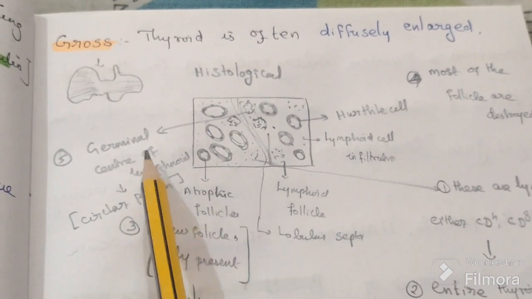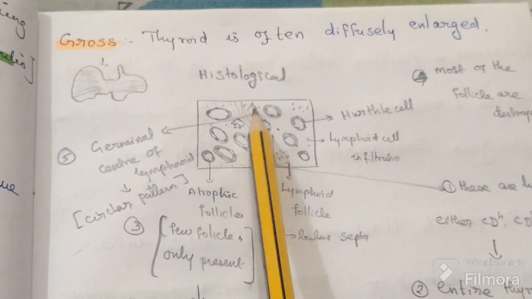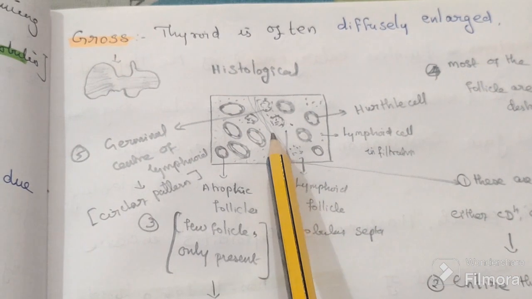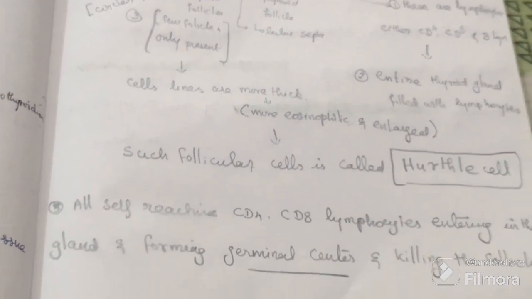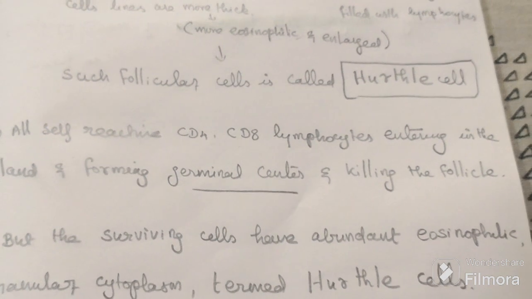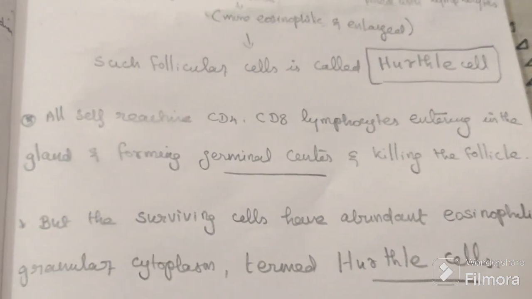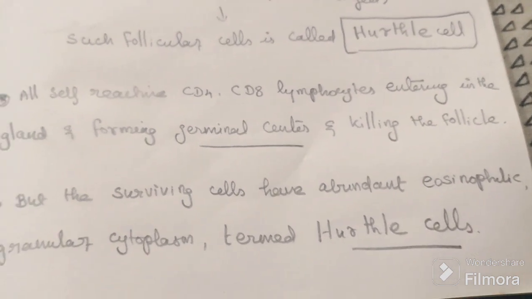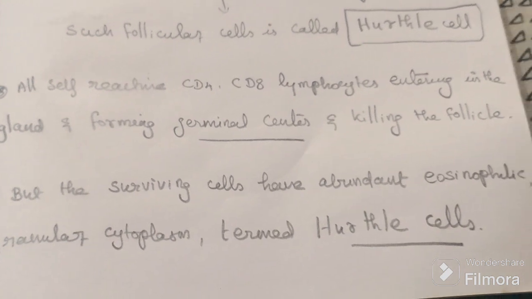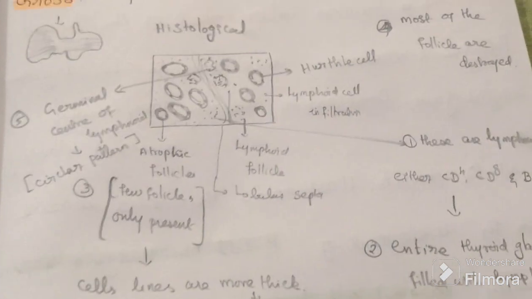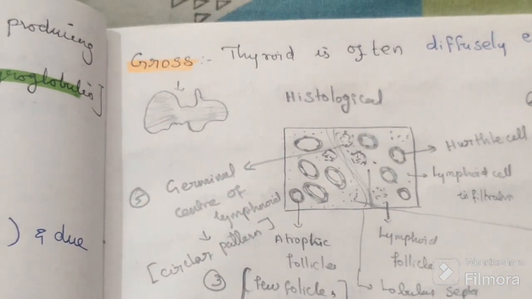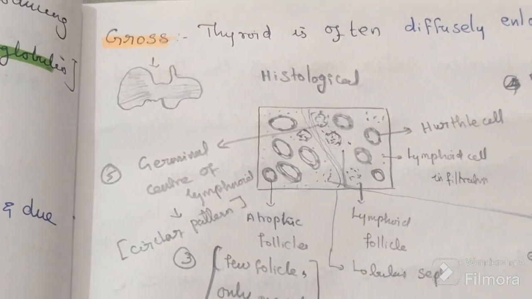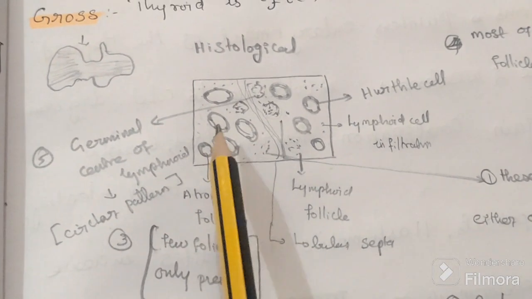Then germinal centers of lymphocytes. All the lymphocytes form that germinal center in a circular pattern. All self-reactive CD4 and CD8 lymphocytes enter the gland, form germinal centers and kill the follicles. But the surviving cells have abundant eosinophilic granular cytoplasm, termed Hurthle cells. So this cell name is called Hurthle cell.